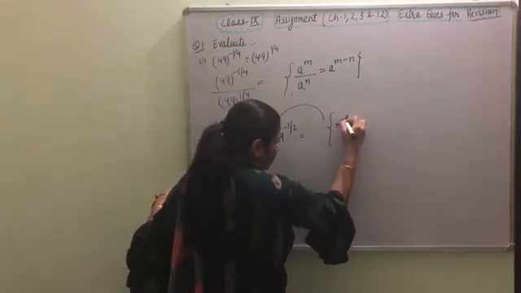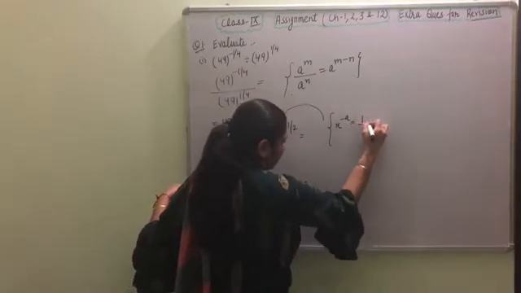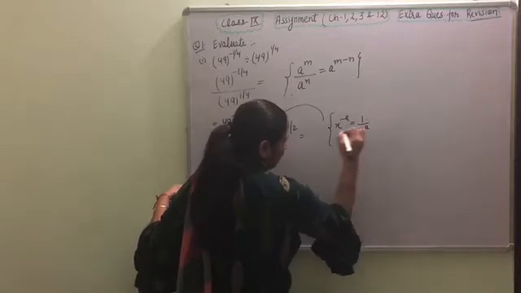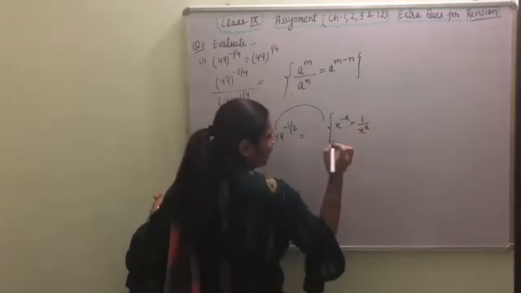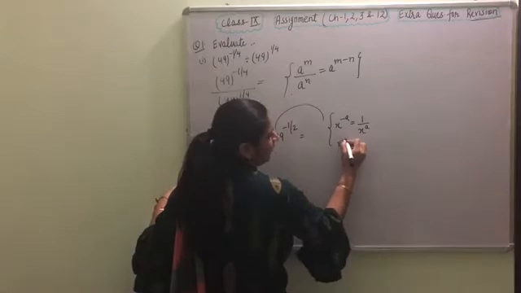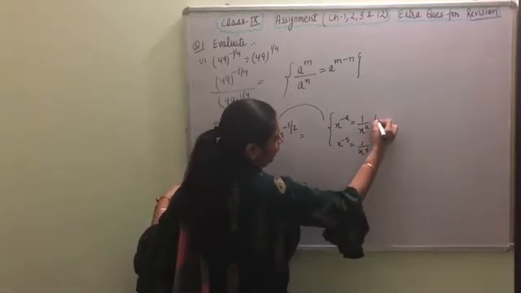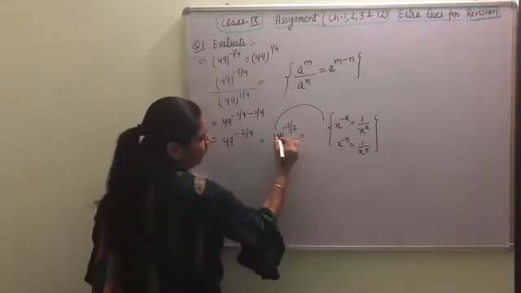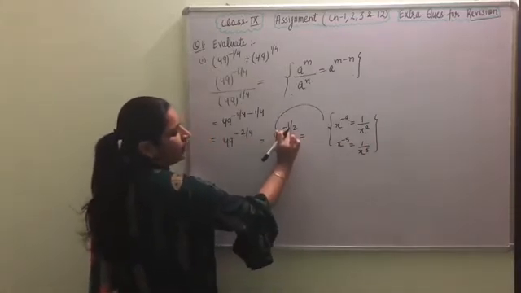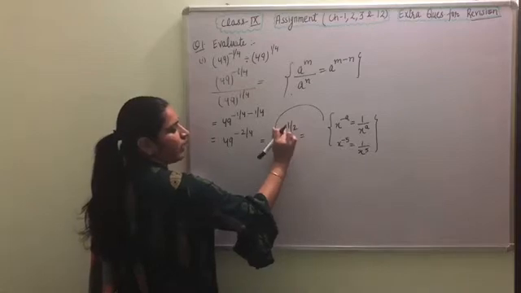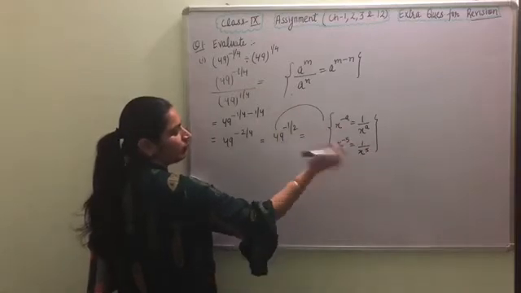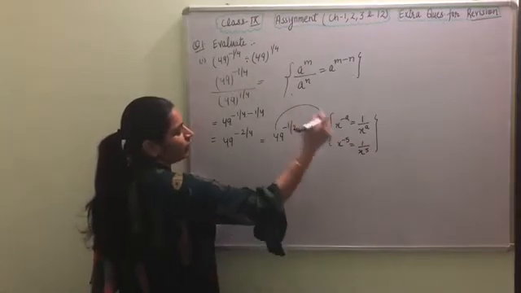Again here we can apply the laws of exponent. This law, x raised to the power minus a is equal to 1 by x raised to the power a. One example I am giving to you, x raised to the power minus 5 is equal to 1 by x raised to the power 5. So here it will be 49 raised to the power minus 1 by 2. This negative will be converted into the positive sign.